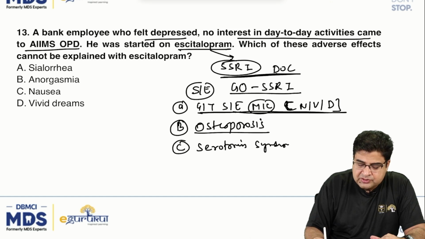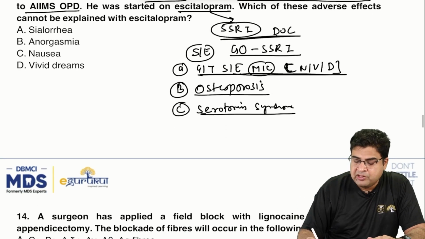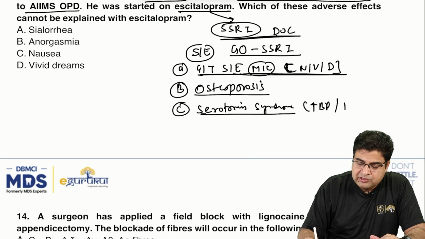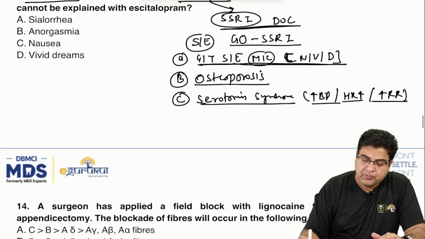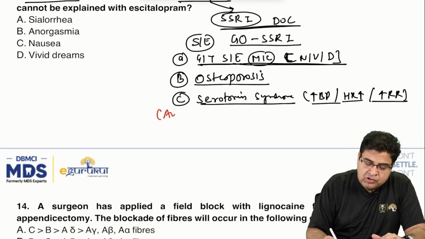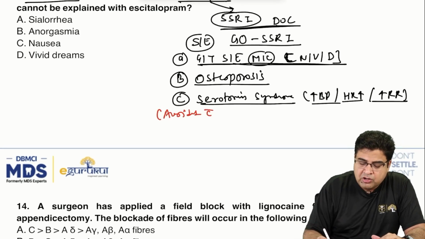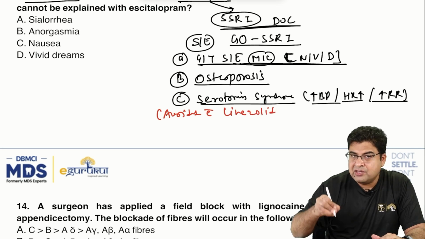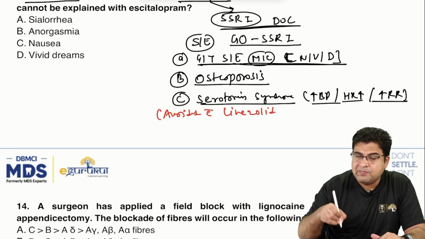where the patient's blood pressure will increase, heart rate will increase, and the patient can also have tachypnea. This is known as serotonin syndrome. For the same reason, we should not combine SSRIs with linezolid. This was the question asked this time in your NEET exam.